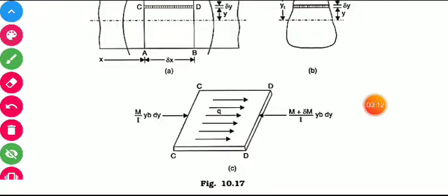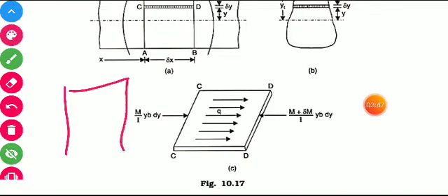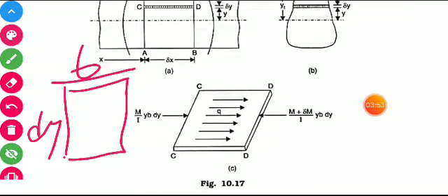So we have calculated the horizontal force developed on this C face. What is the magnitude of this horizontal force? The magnitude of this horizontal force will be equal to M by I into y, which is our stress, and the area of this section will be equal to the width, this is the width, multiplied by dy. You consider this is dy, this is the width.